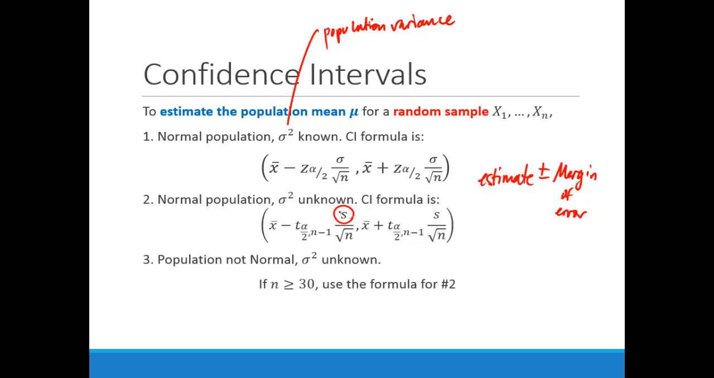And finally, in the most general case, if we also drop the assumption that the population is normal, so we don't have a normal population and we don't know what sigma squared is, then as long as our sample size is big enough, the central limit theorem kicks in, and we can use formula number 2. So it's the same formula you use if the population is normal, just making sure the sample size is large enough.